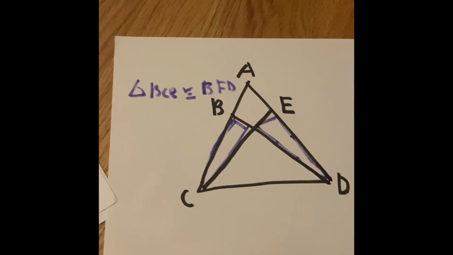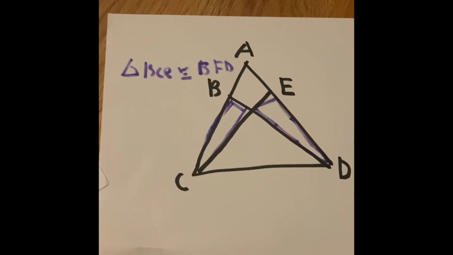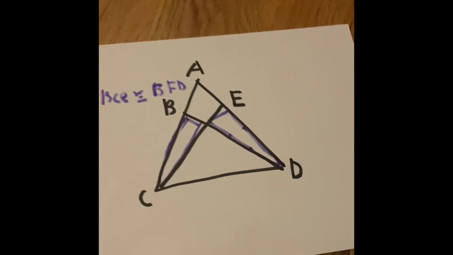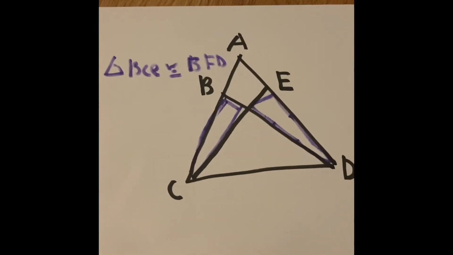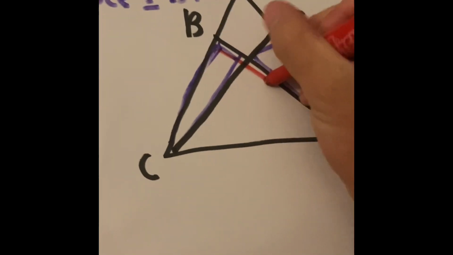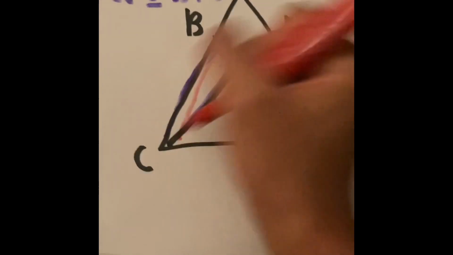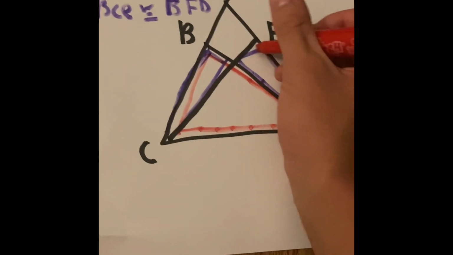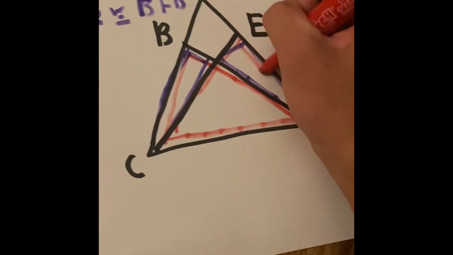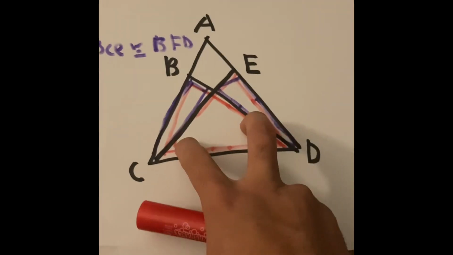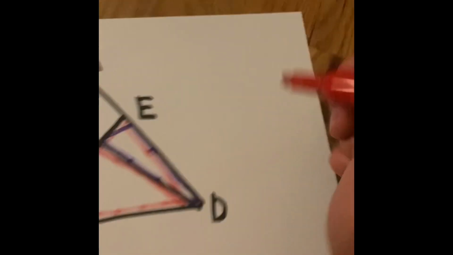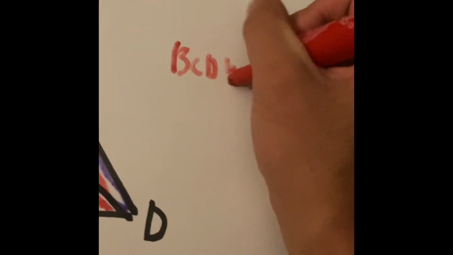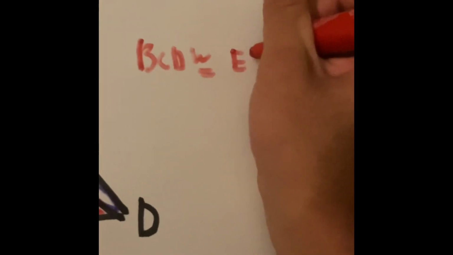But remember how we said that there might be overlapping triangles? Well, there's another pair that we can find, and I'm going to try and do that in the color red, since that's our favorite. This triangle right here, BCD, we could also say that ECD are congruent. So now we have two triangles that overlap those two triangles. So we can say BCD can be congruent with ECD.